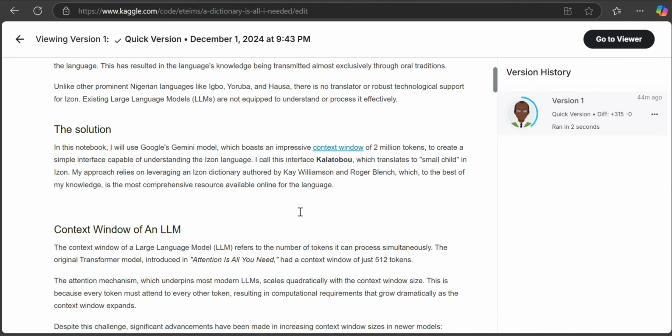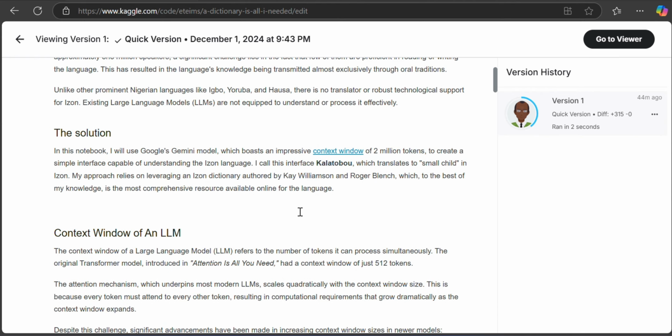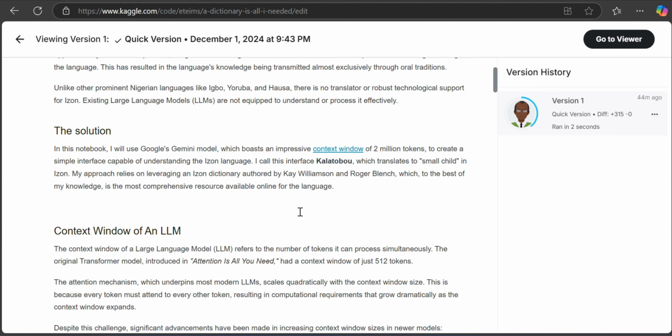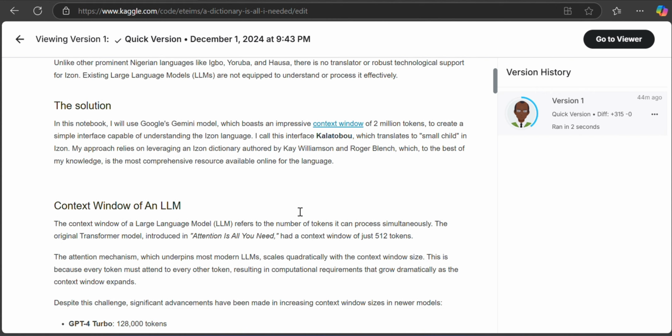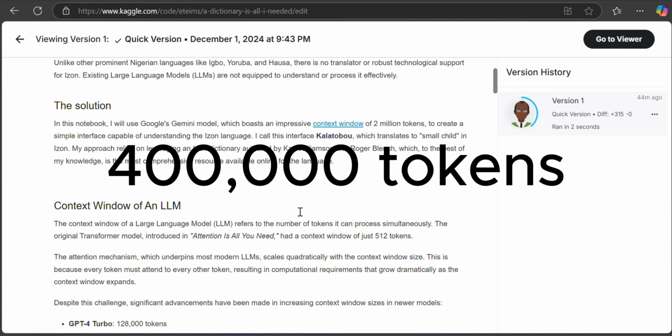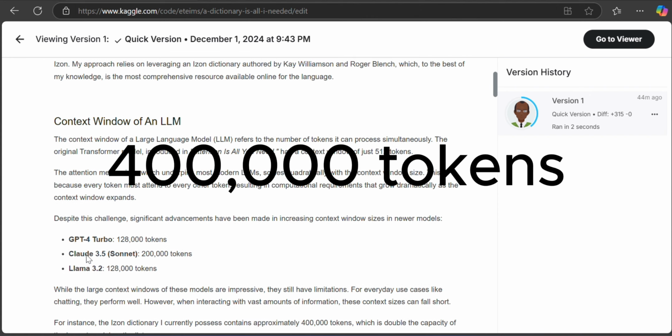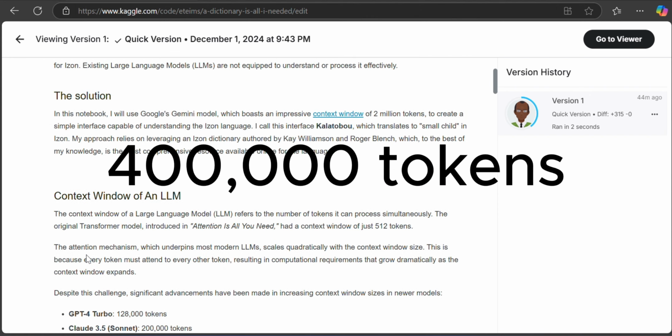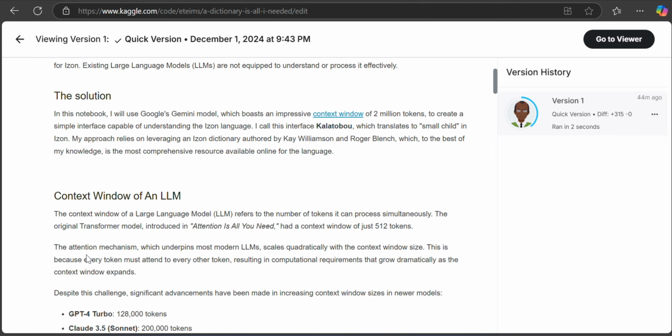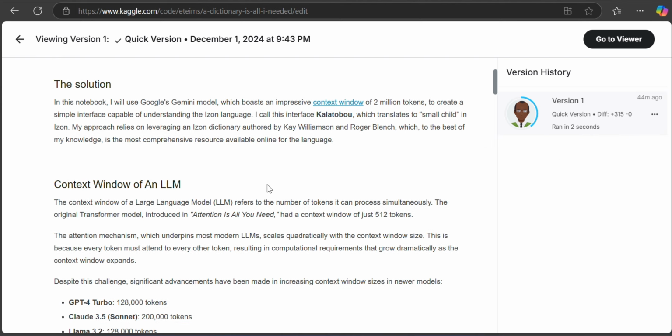So what I did is I took the dictionary that I had and I gave it to an LLM, but not just any LLM. I gave it to Google's Gemini, mostly because the dictionary was large, about 400,000 tokens, and all the existing LLMs out there cannot even take up to 400,000. Google's Gemini could take up to 2 million tokens. So I just gave it to it, and let's see the results I got.